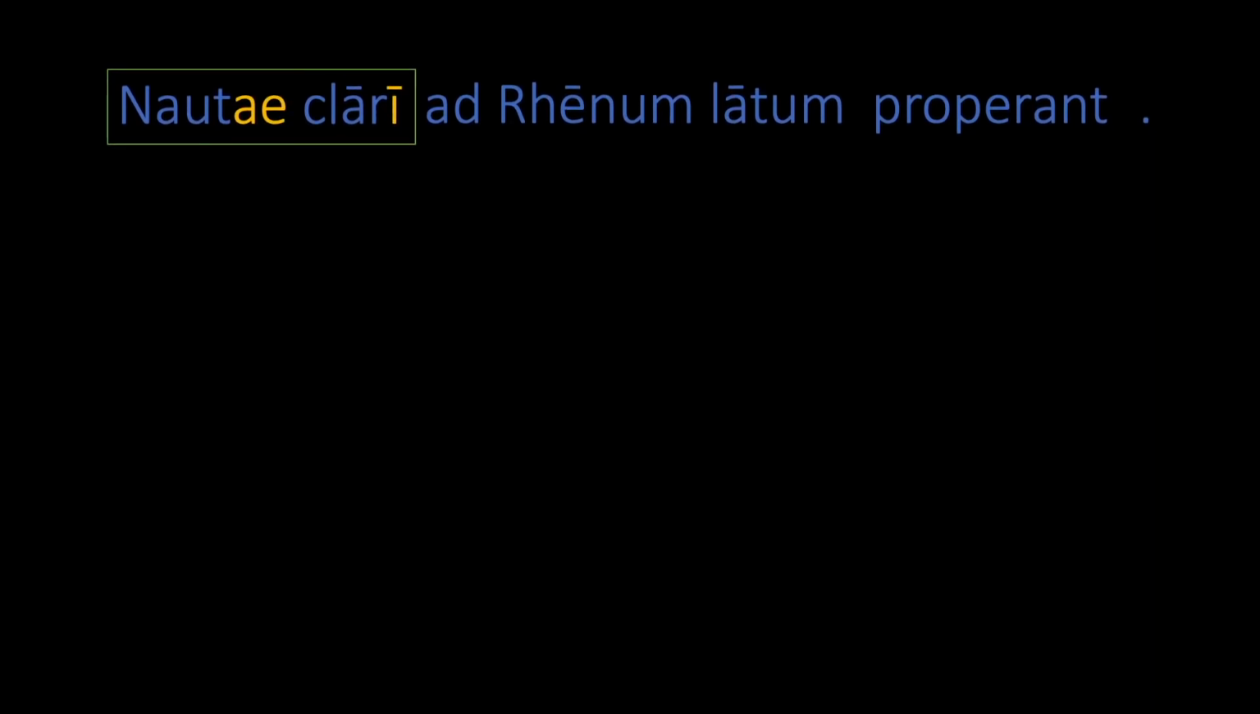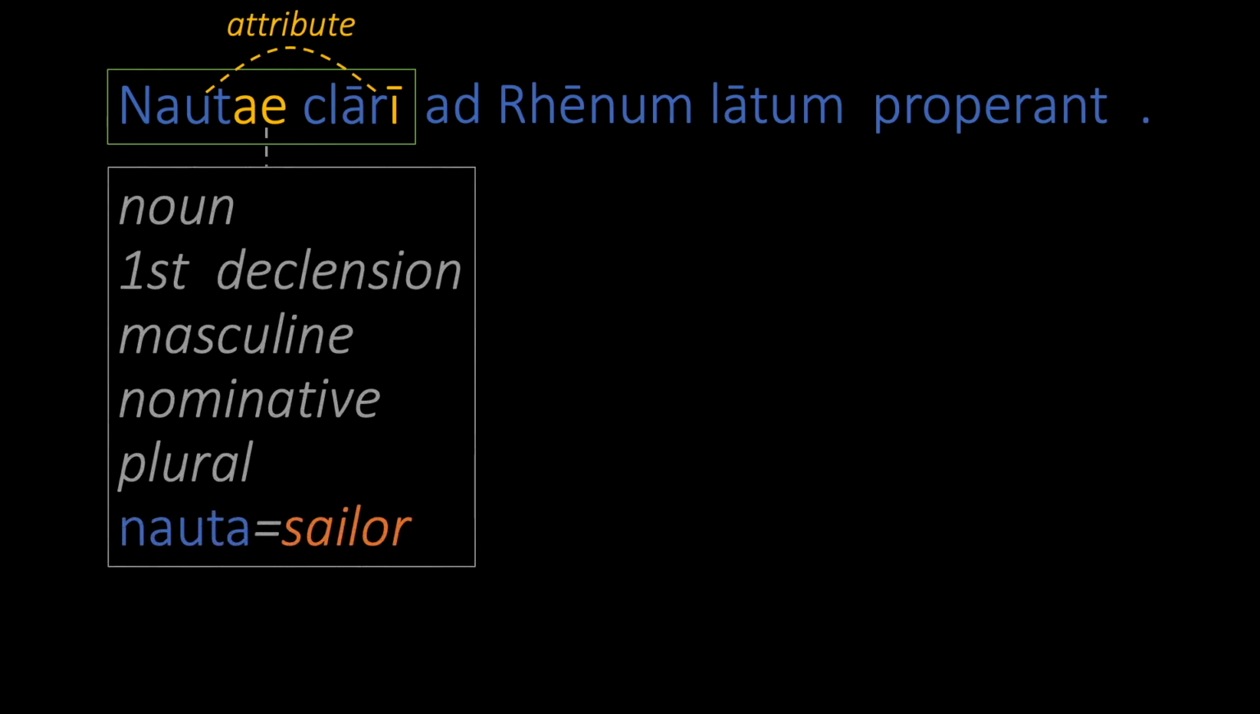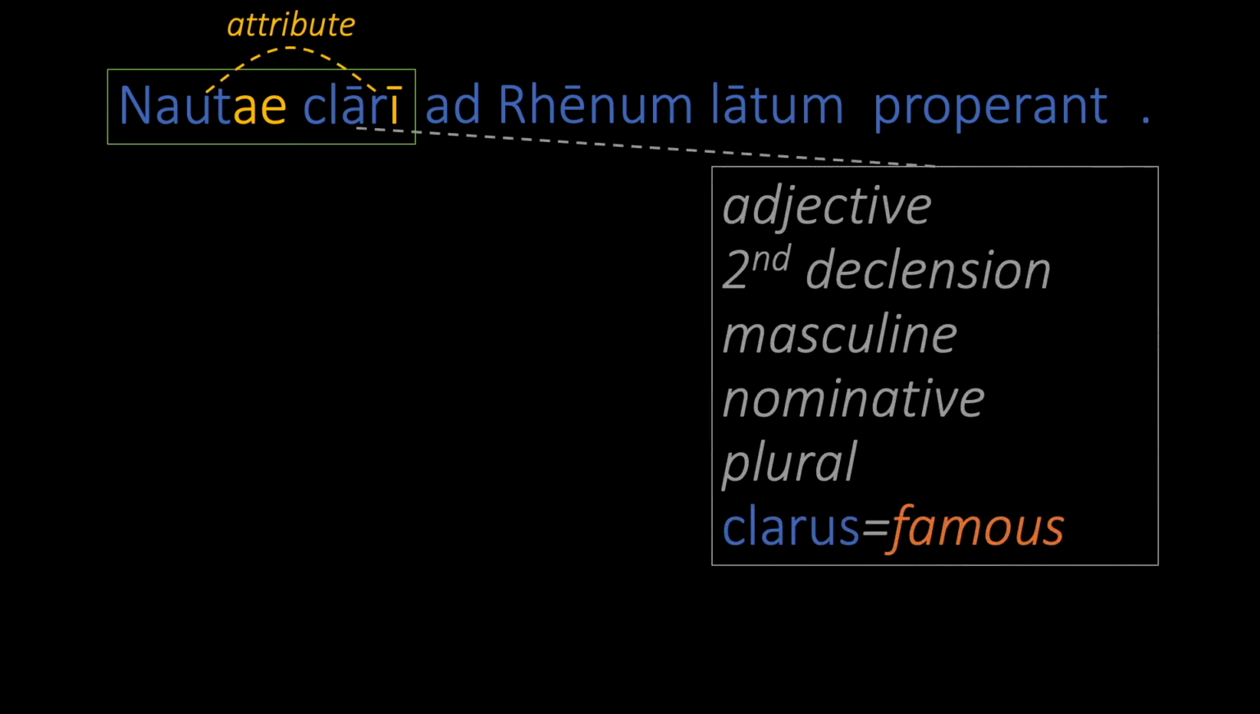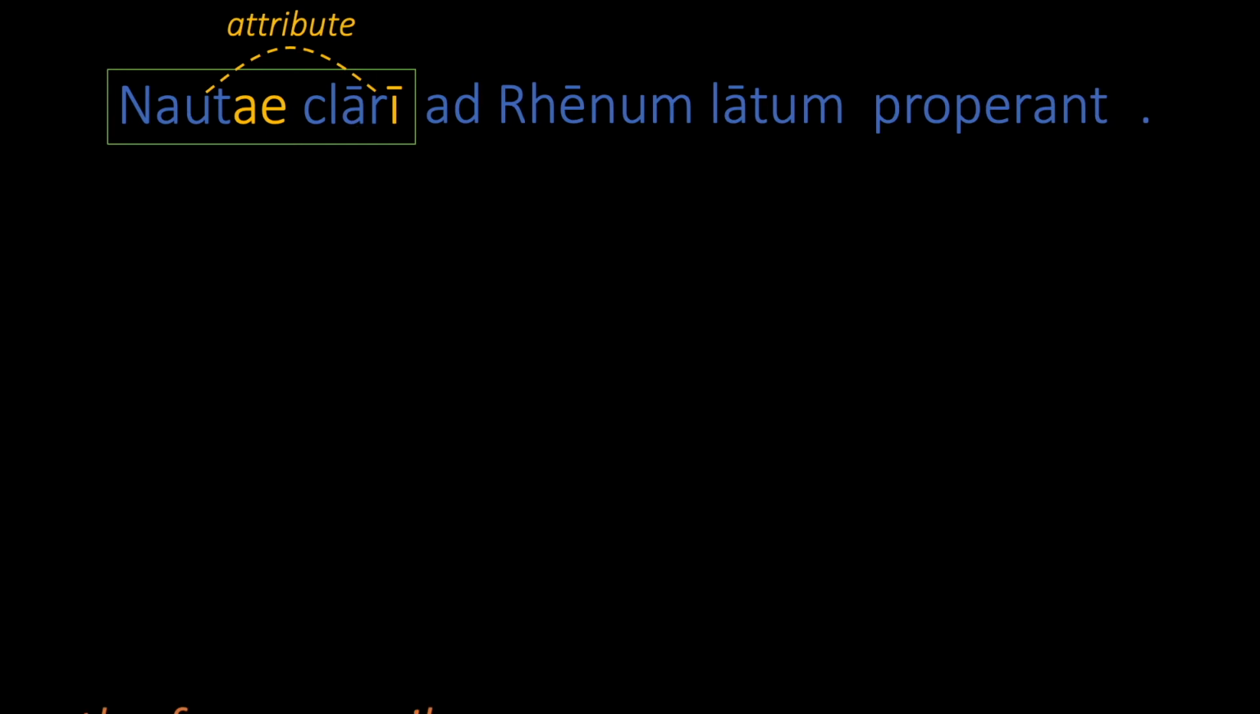Nautae clari is two words in the nominative plural, one a noun and another an attributive adjective. The endings are different because the words are in different declensions, but they actually agree because they are both masculine. The base of nautae is nauta, which means sailor. The base of clari is clarus, which means famous. So we have the famous sailors.